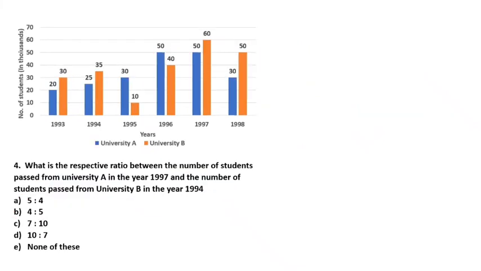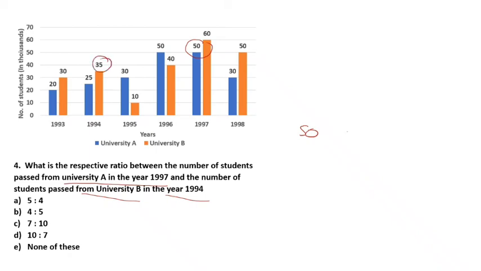So here is your next question. What is the respective ratio between the number of students passed from University A in 97 and the total number of students passed from University B in the year 94? In 97 from University A we have 50 students, and in 94 from University B we have 35 students.